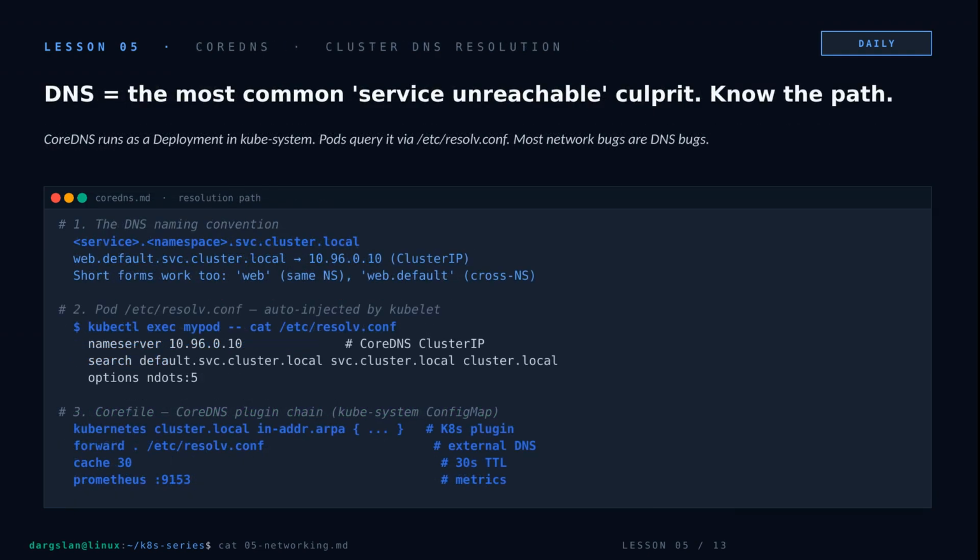Which brings us to the third piece of the stack, CoreDNS. It runs as a plain deployment in kube-system, and kubelet auto-injects its cluster IP into every pod's resolv.conf, so any lookup for web.default.svc.cluster.local resolves to a service IP that kube-proxy then translates. Watch that ndots:5 setting, though. It means short names get tried against every search domain first, so a single external lookup can fan out into 5 or 6 queries. When people say the cluster is down, 9 times out of 10 it's actually DNS.